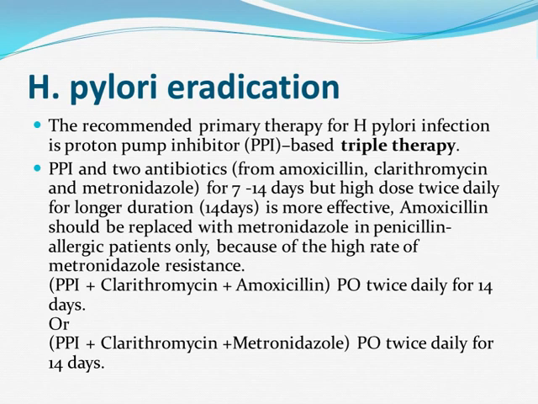H. pylori eradication. The recommended primary therapy for H. pylori infection is proton pump inhibitor based triple therapy. So proton pump inhibitor plus 2 antibiotics from amoxicillin, clarithromycin, and metronidazole for 7 to 14 days, at high dose, so twice daily for longer durations. 14 days is more effective. Amoxicillin should be replaced with metronidazole in penicillin allergic patients only, because of the high rate of metronidazole resistance.